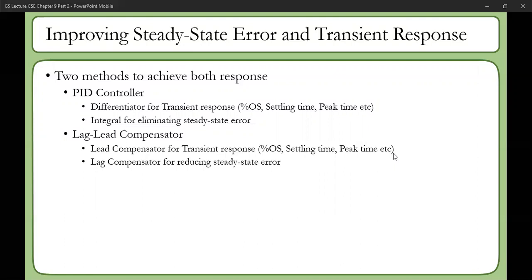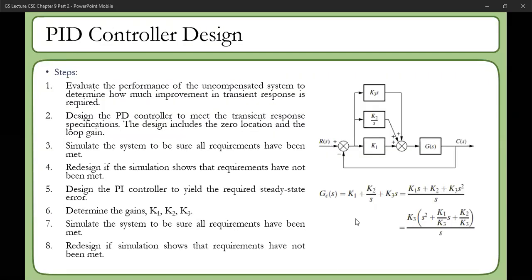Similarly, if you want to implement it using a passive network, you have a lead compensator for transient behavior improvement, and a lag compensator for reduction of the steady state error. If you want to eliminate the steady state error completely, there is no other choice: you have to go for the PID controller. If you're happy with a reduction of the steady state error, you can omit the active networks with the additional power supplies, and go for the lag-lead compensator. Let us begin with the PID controller.